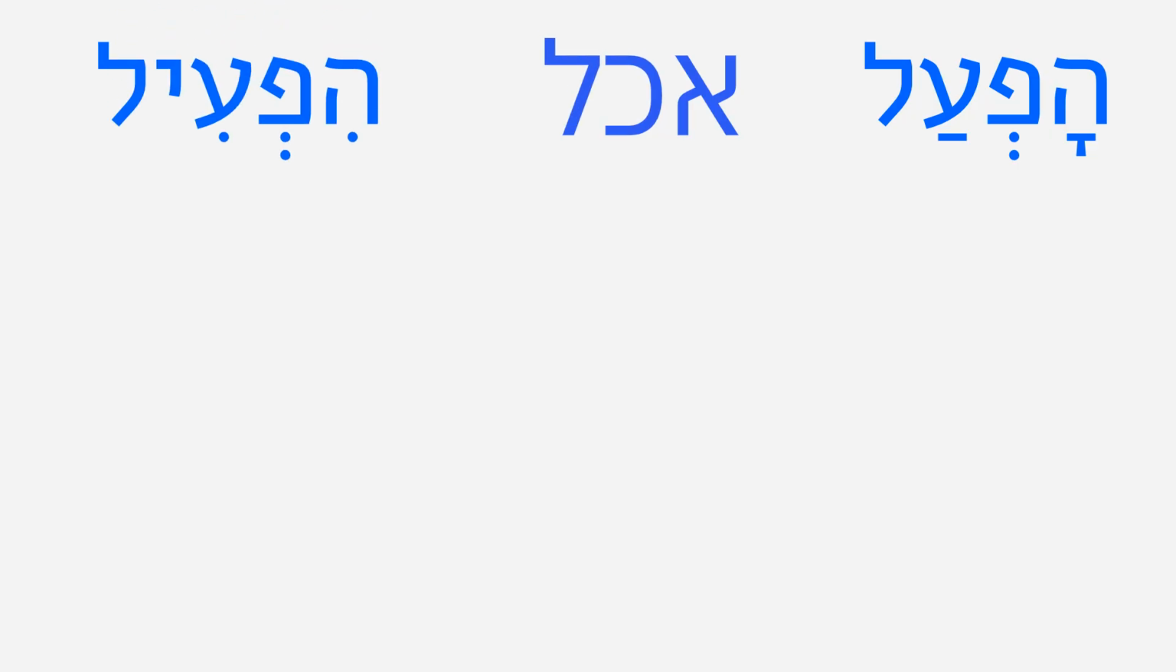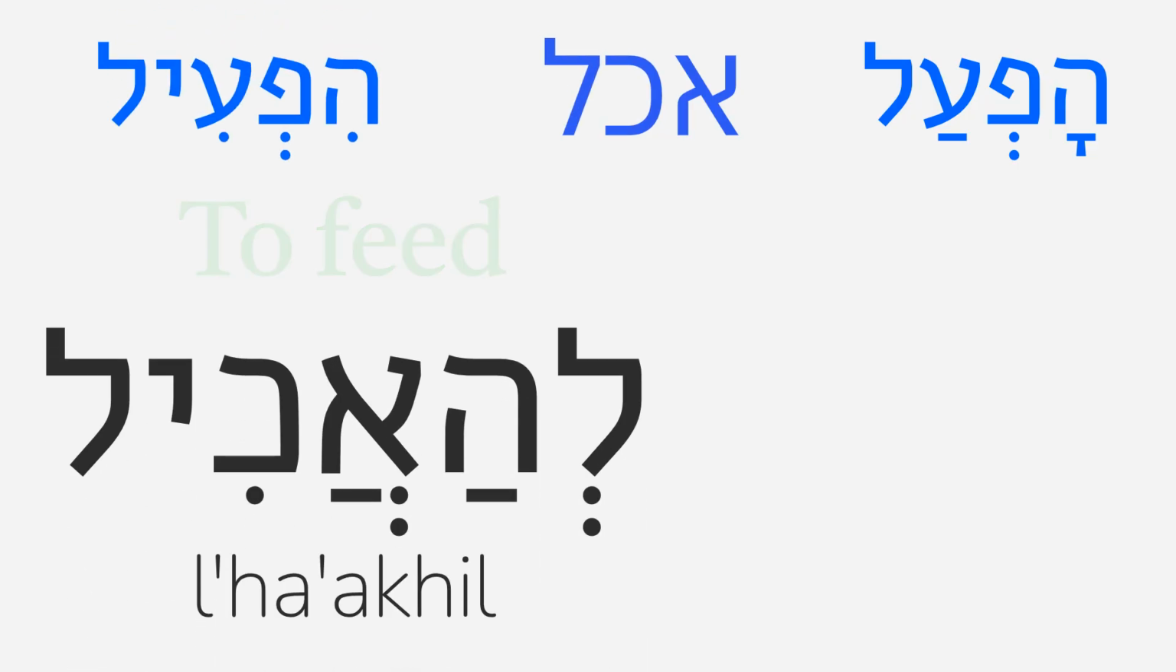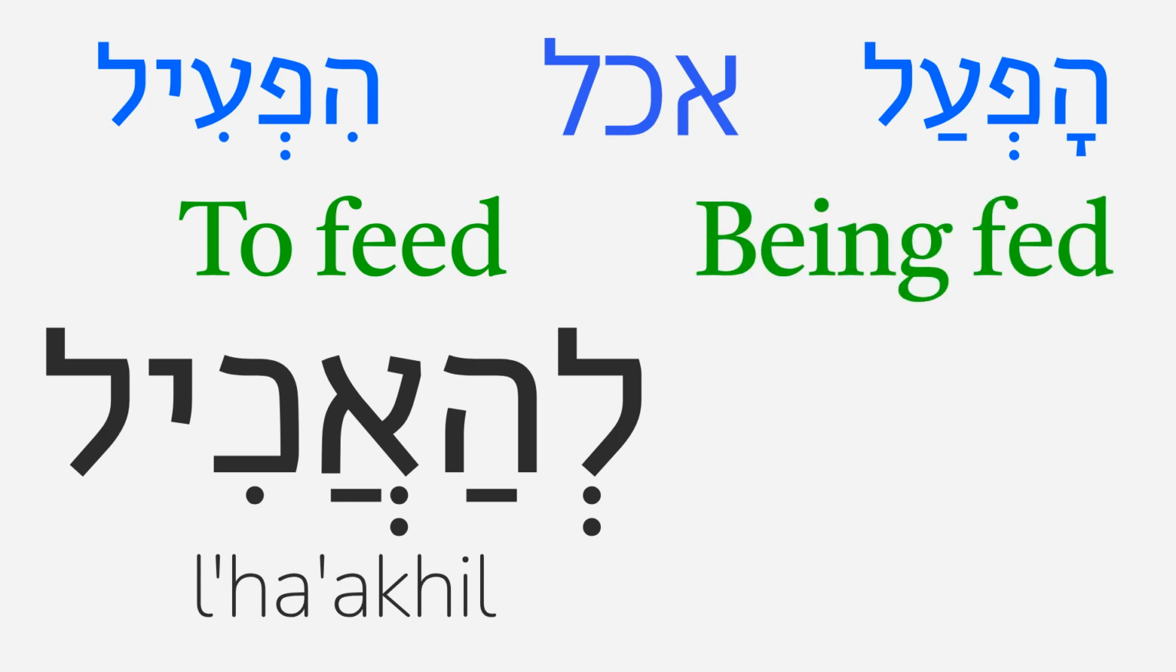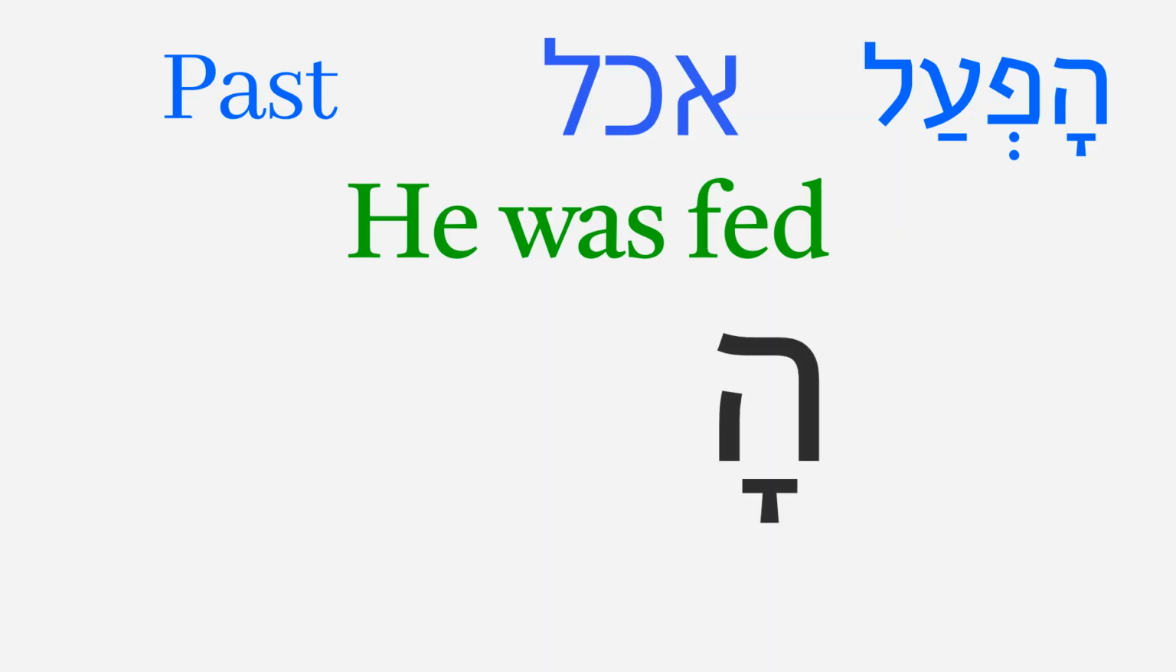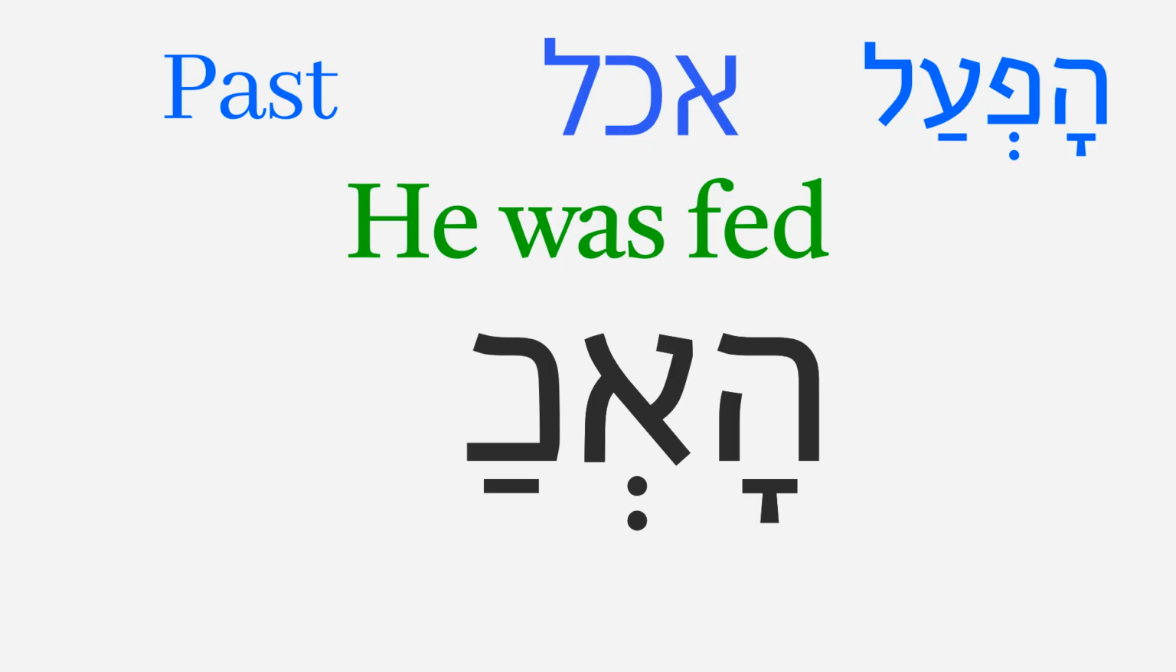The root aleph, kaf, lamed in the Hiphil makes the verb laha'achil, to feed. That means in the Hophal, the root will have a meaning of being fed. Let's make the verb he was fed. That's a past tense verb whose subject is he. A regular root would form this Hophal verb with a hey with kamatz that says o, first root letter with shva, second with patach, ending with the third.